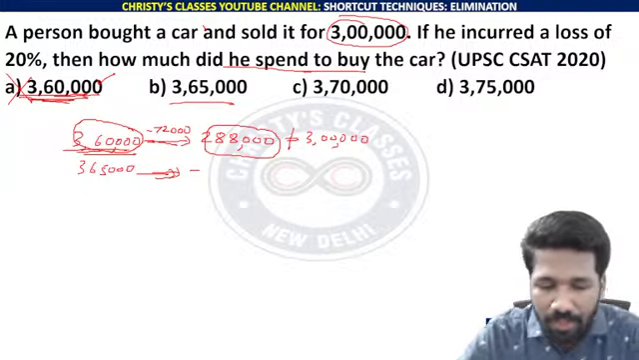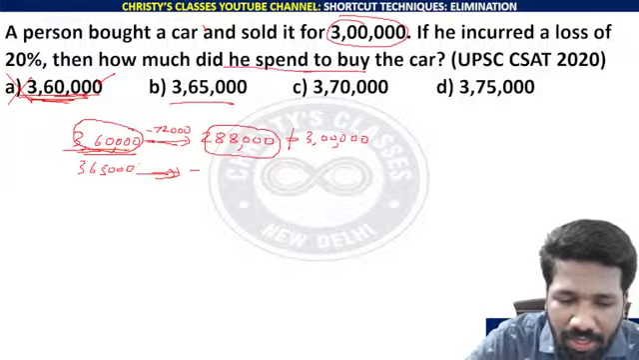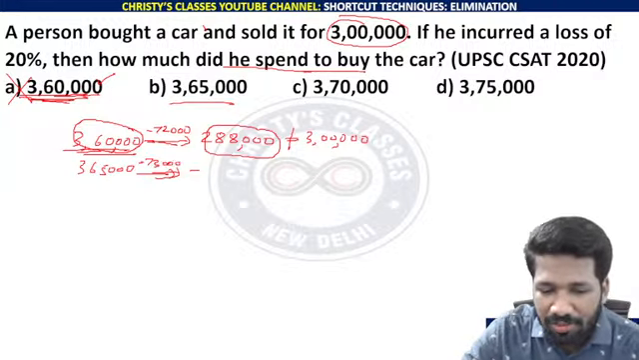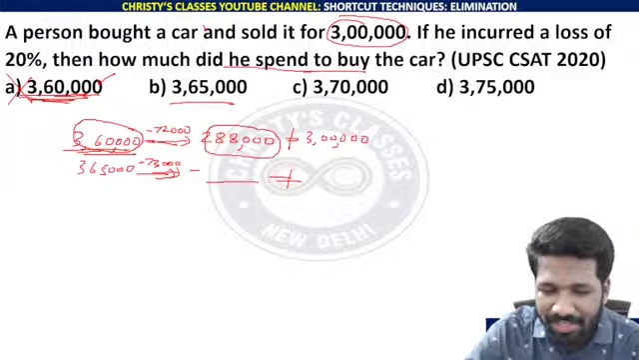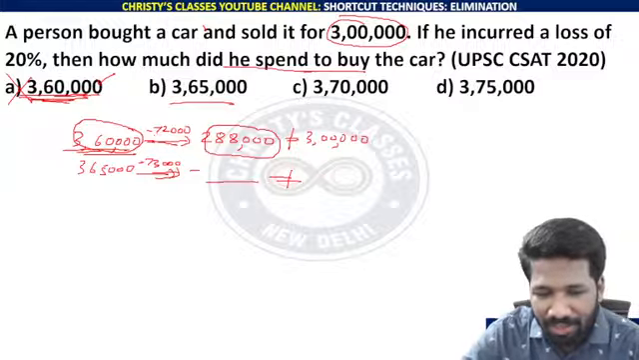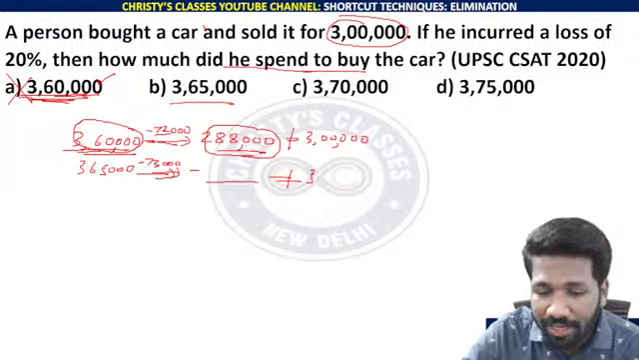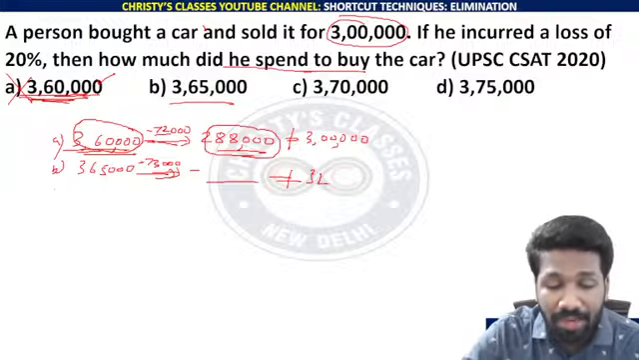Anyway, 3,65,000. 10% will be 36,500. 20% will be 73,000. 73,000 reduced also is not going to be 3 lakh. You don't have to calculate it. You can estimate it and say that 72,000 reduced is much below 3 lakh. So 73,000 reduced will not also be equal to 3 lakh. That is for sure. So option B also is eliminated.